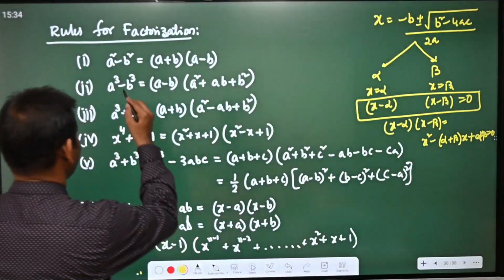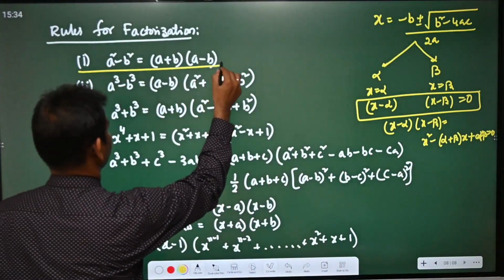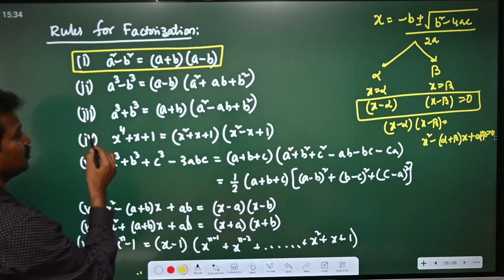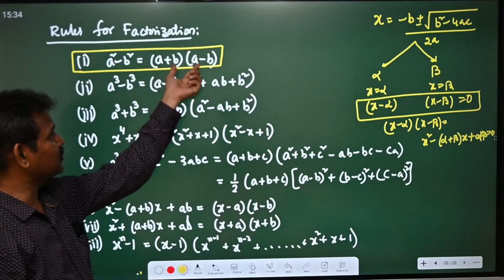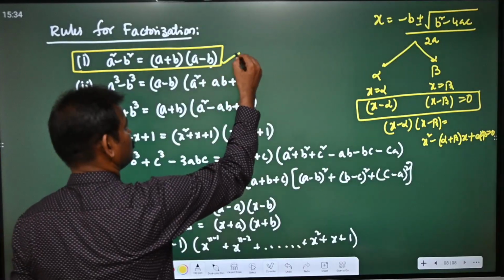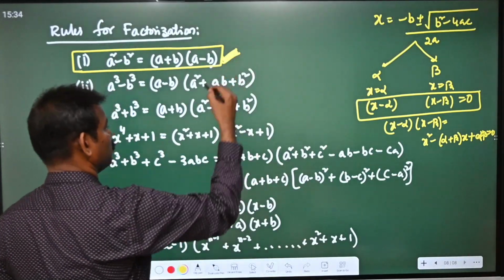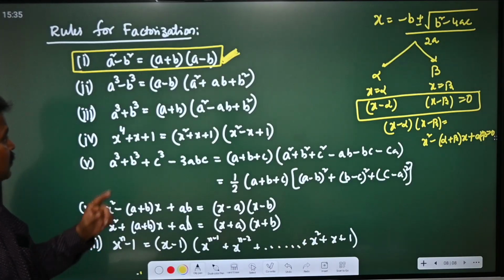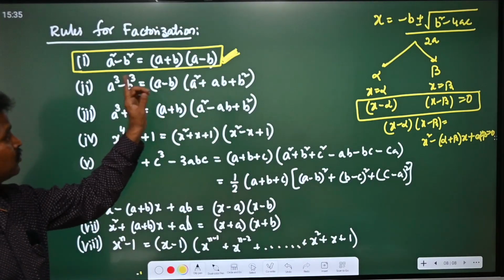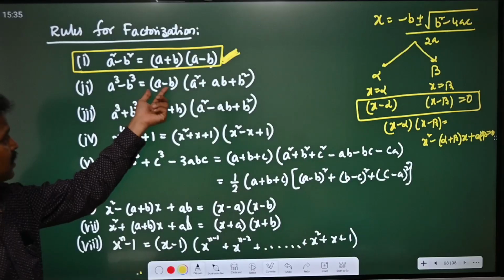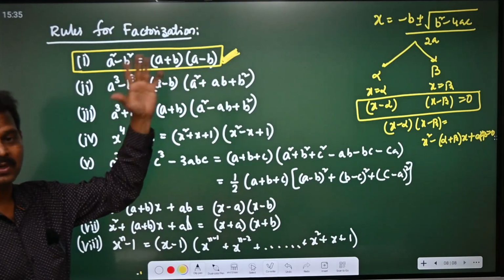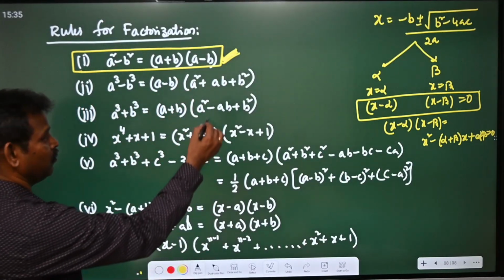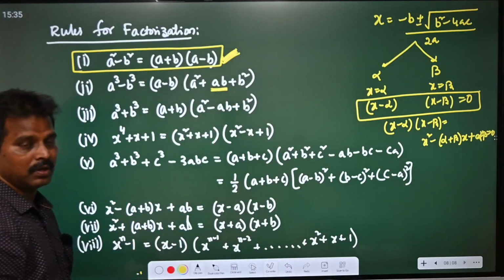Now, a square minus b square is obtained by multiplying a plus b into a minus b. We have used this so many times in schools. Then a cube minus b cube is a minus b into, some students write a cube minus b cube as a minus b into a square plus b square only. That is wrong, students. In the middle term you will get one more ab here.